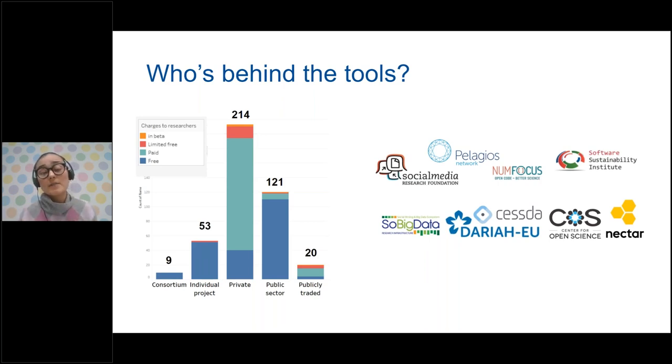In Australia, there's NECTAR. But there are also some disciplinary organizations, or organizations that are not necessarily providing funding but are providing a different type of support, like the Software Sustainability Institute around governance and what to do when developing open source software. The Pelagios Commons and NumFocus are providing guidance around different aspects of the development of software, and the Social Media Research Foundation and other similar foundations that are growing in this space.